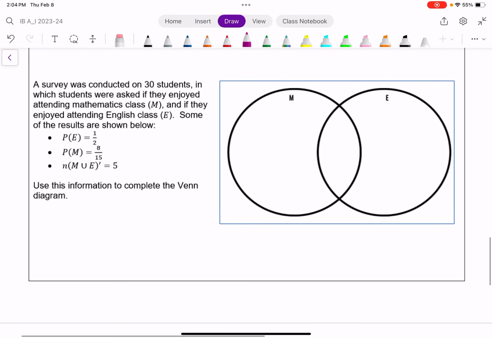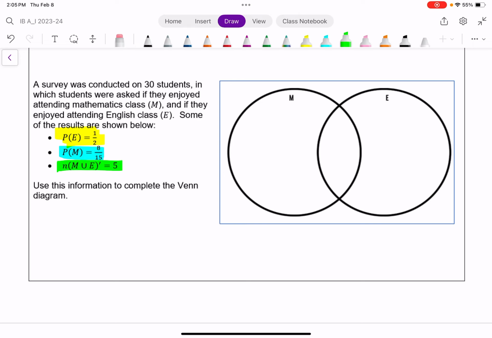So a survey was conducted on 30 students in which they were asked if they enjoyed attending math and if they enjoyed attending English class. And I'm giving you some of the results below. So this here, P(E) equals a half, that means the probability of a student enjoying English class is 1/2. Or you can say that means half the students enjoyed English. This here, P(M) equals 8/15. That means the probability of a student enjoying math was 8/15, or 8 out of 15 students enjoyed math.